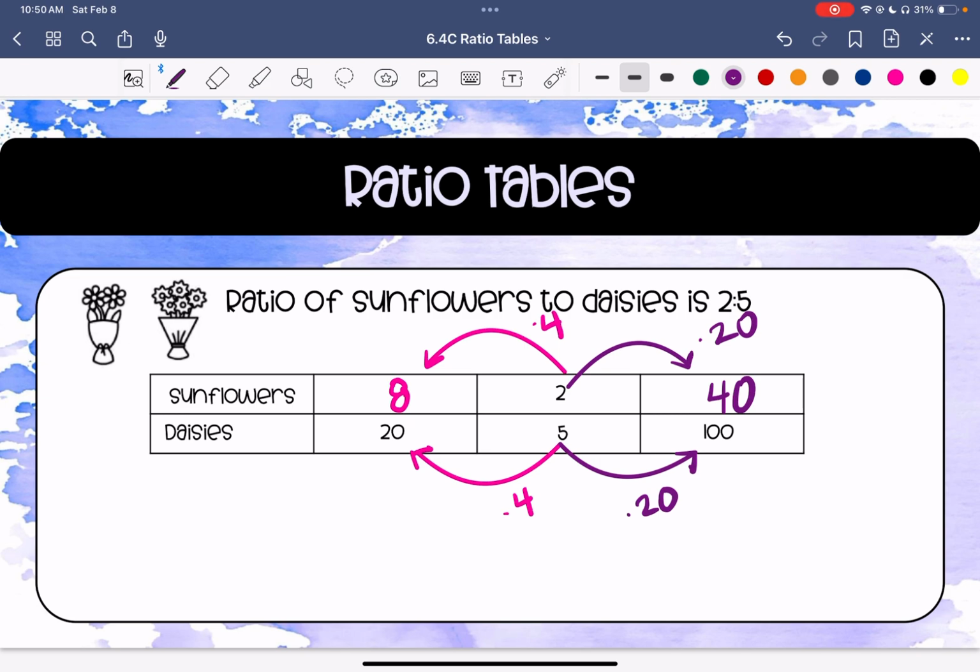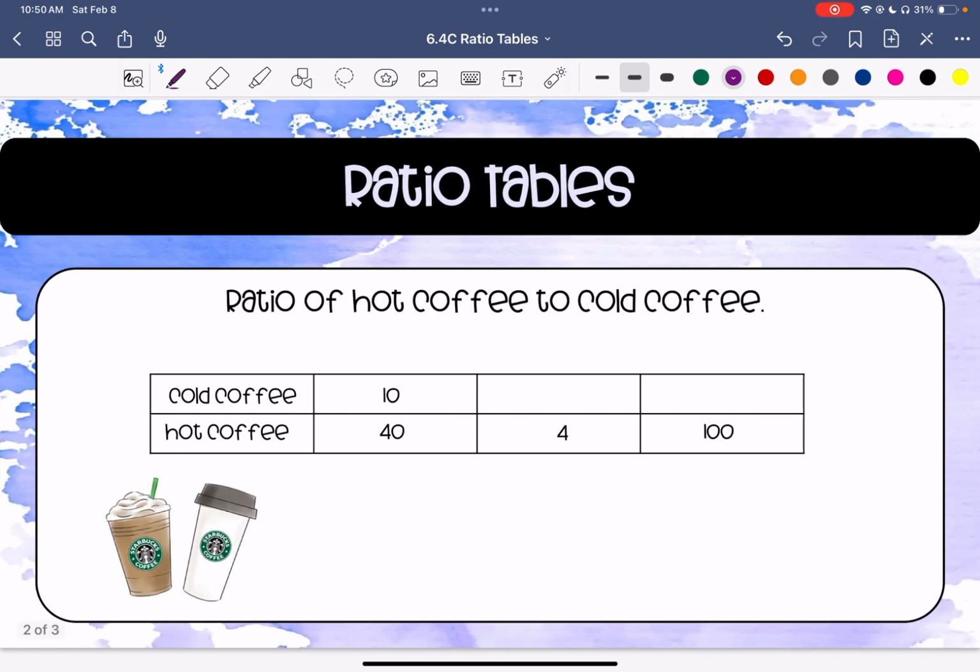All right, let's go to the next ratio table. So now we have a ratio of hot coffee to cold coffee. So the cold coffee, there's 10 of them for every 40. Now, if you notice, I did this on purpose because you're not going to have tables. At least in 6th grade you will, but in other grades, you make your own table.